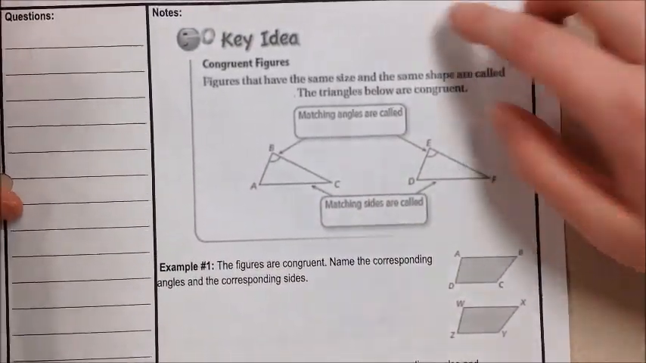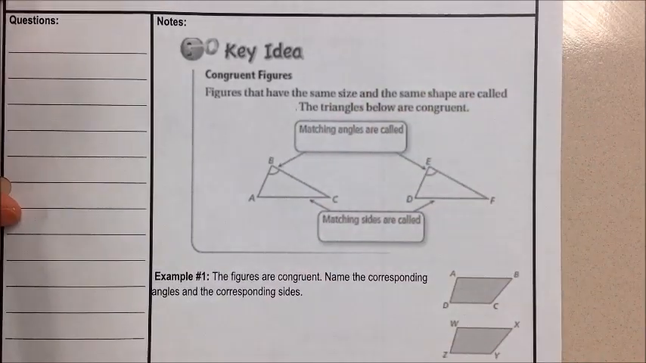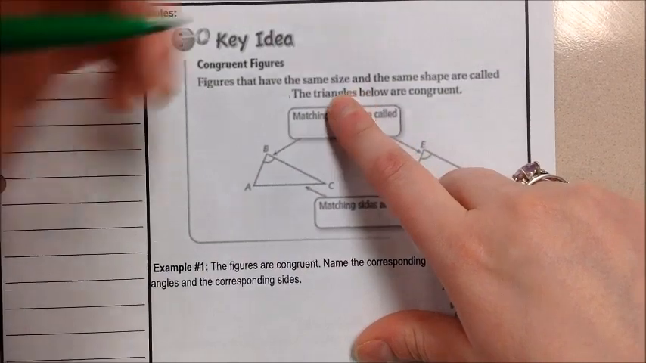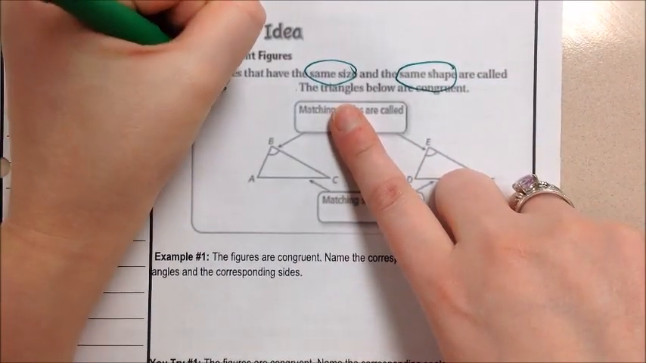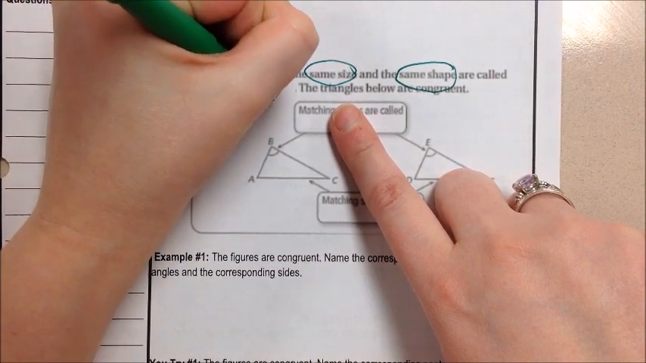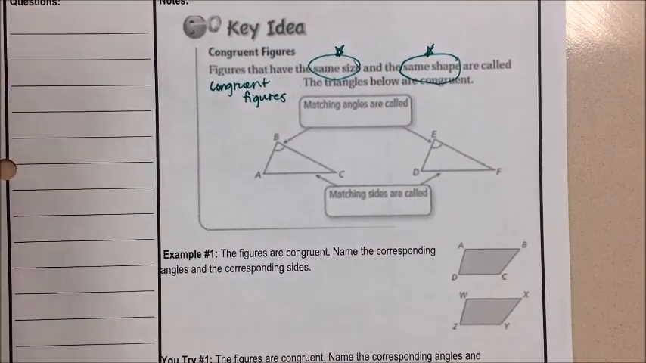Okay, so here's our key idea for this lesson, and this is going to go along with everything we're going to talk about. Figures that have the same size and the same shape are called congruent figures. Okay, so same size, same shape. Those are my two characteristics of congruent figures.